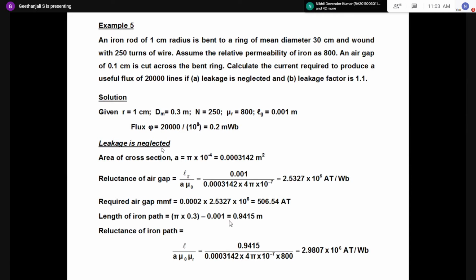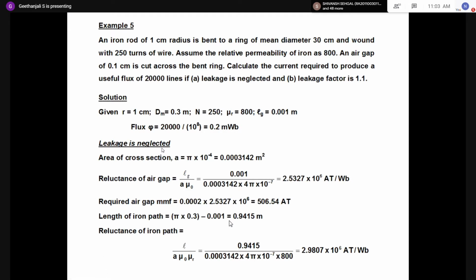An iron rod of 1 centimeter radius is bent to a ring of mean diameter 30 centimeter and wound with 250 turns of wire. Assume the relative permeability of iron as 800. An air gap of 0.1 centimeter is cut across the bent ring. Calculate the current required to produce a useful flux of 20,000 lines if leakage is neglected and the leakage factor is 1.1. So first you write the given data.